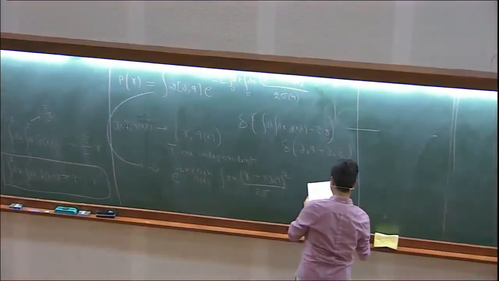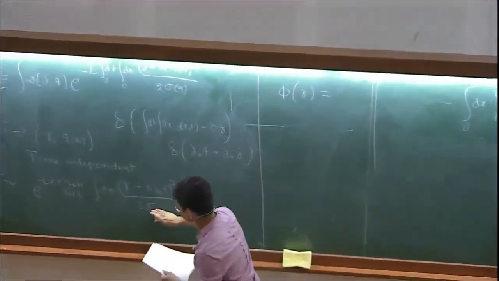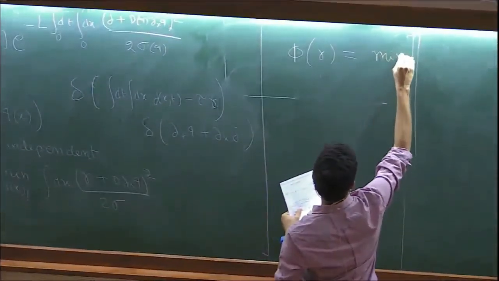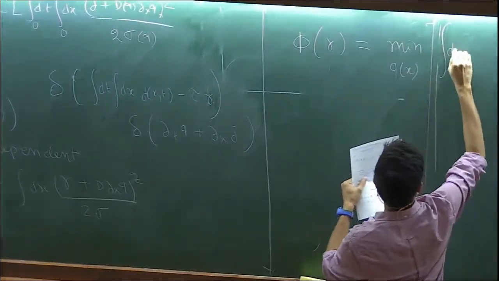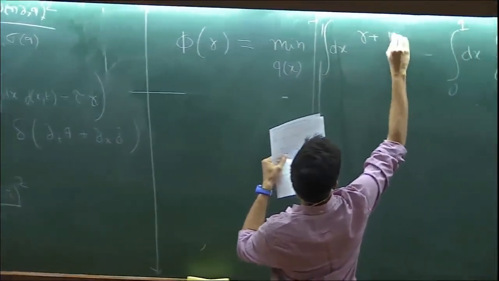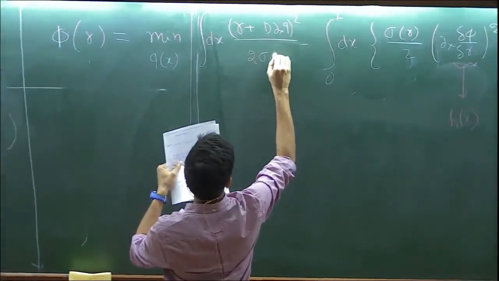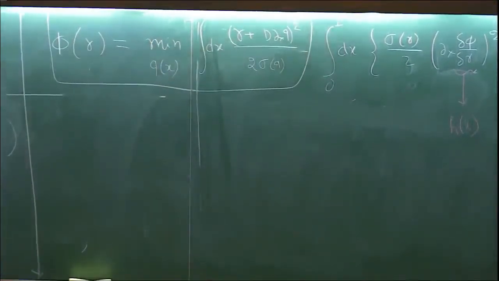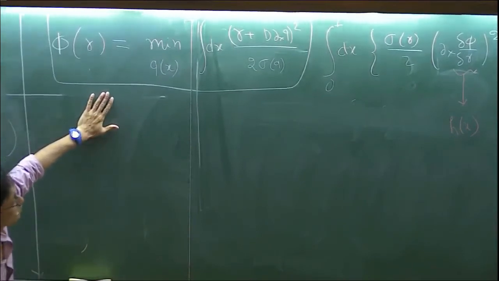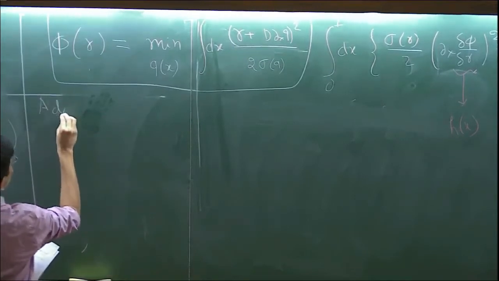I'm not going to do too much algebra anymore. It's almost done. So phi of r, I'm just going to rewrite this part. It's nothing but the minimum over q of the integral dx of (r plus d del x q) whole squared divided by twice sigma q. It just requires a few algebraic steps, but this is the result at the end. It simply came by putting the time-independent solution in this action, and this is the consequence of the additivity conjecture.